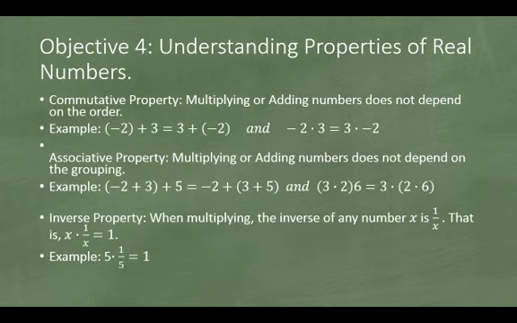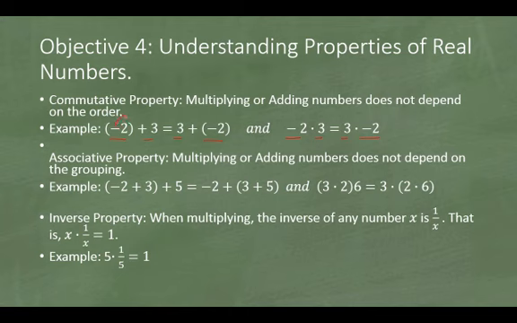Objective 4, understanding properties of real numbers. The commutative property is a property that says that multiplying or adding numbers does not depend on the order. So you could say negative 2 plus 3 or 3 plus negative 2. The order doesn't matter when adding. Or you could say negative 2 times 3 or 3 times negative 2. The order doesn't matter, but you want to be careful that you keep the signs together.